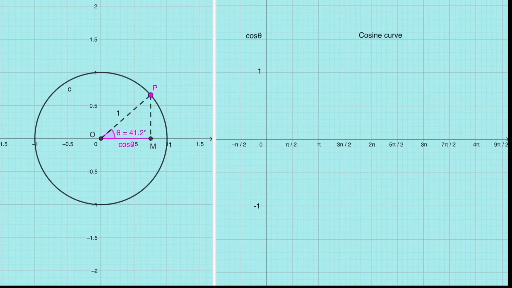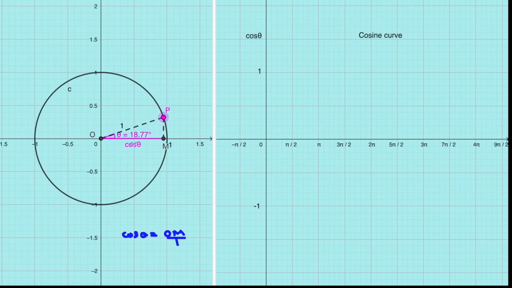Now let us draw the cosine curve. Consider this unit circle whose radius is 1 unit. Look at the triangle OPM. In that right triangle, cos theta value will be adjacent side upon hypotenuse. Hypotenuse is 1 unit. The x coordinate of P point represents cos theta value.